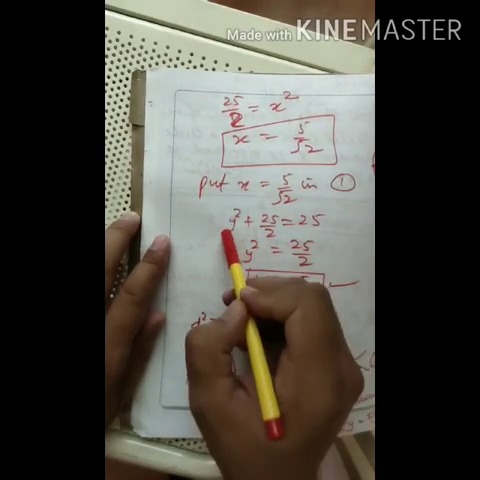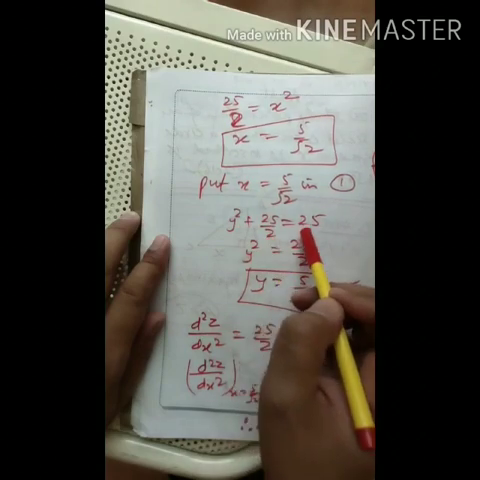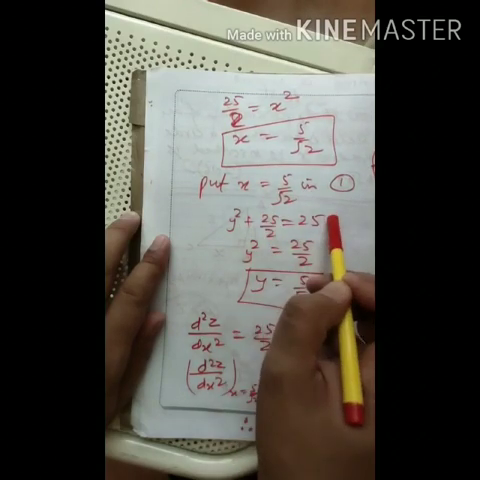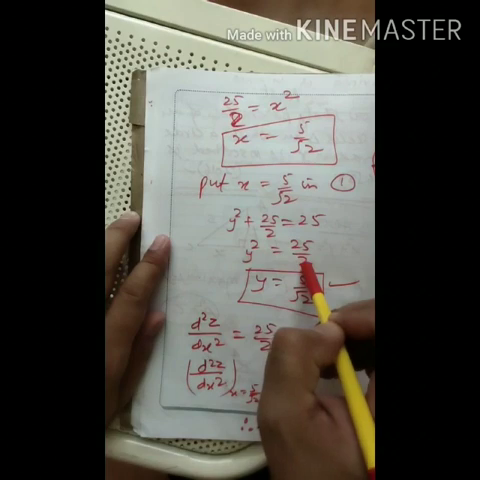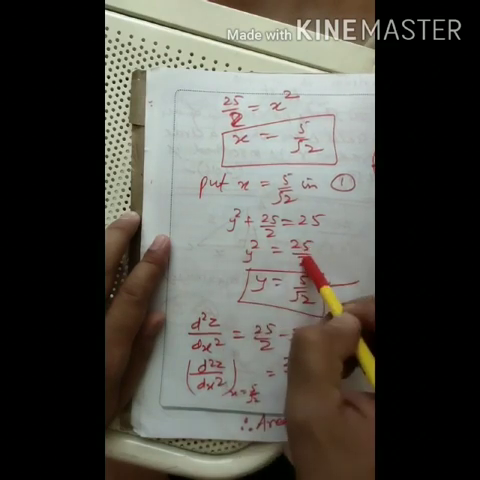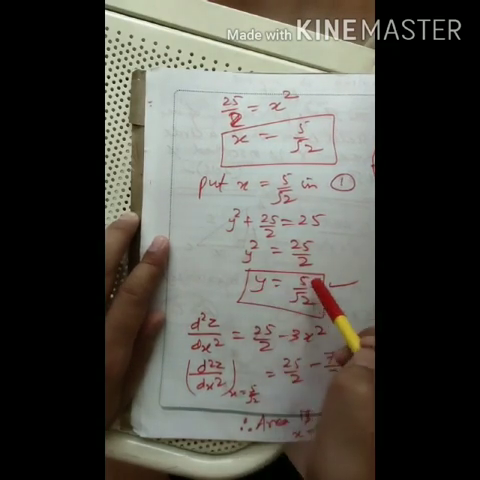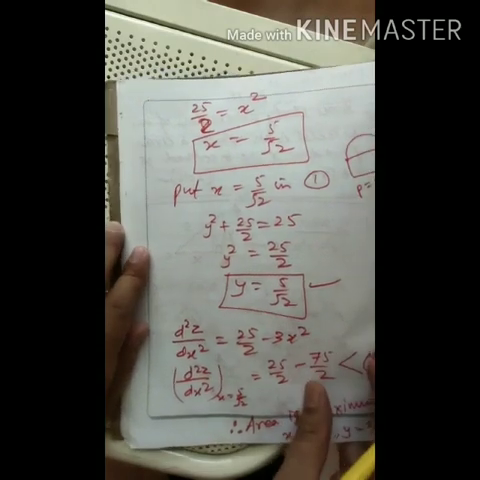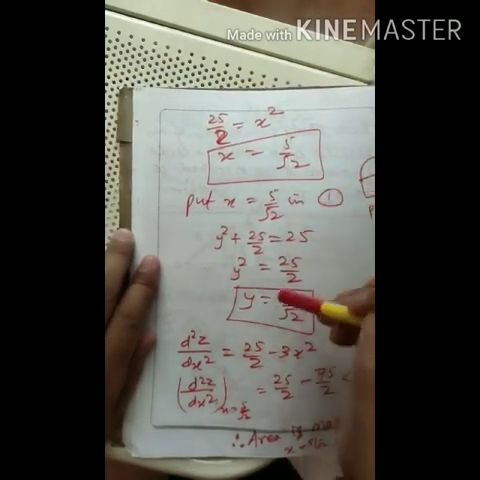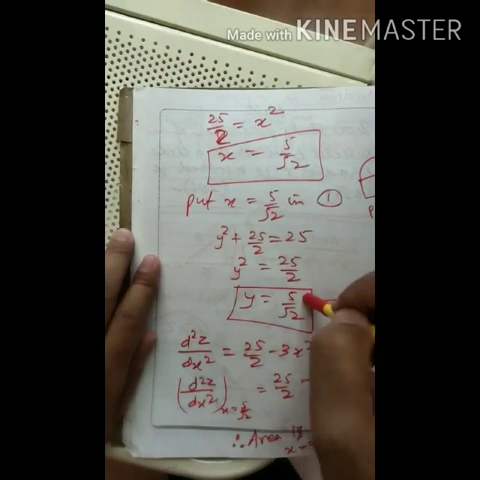We will get y square plus 25 by 2 equal to 25. Shift this quantity to the right side. After solving you will get y square equal to 25 by 2, and y will be 5 by root 2. So these are the two sides of the right angle triangle, this one and this one.